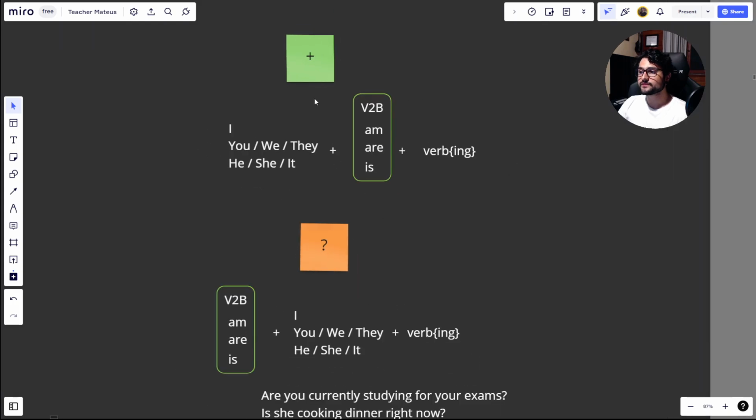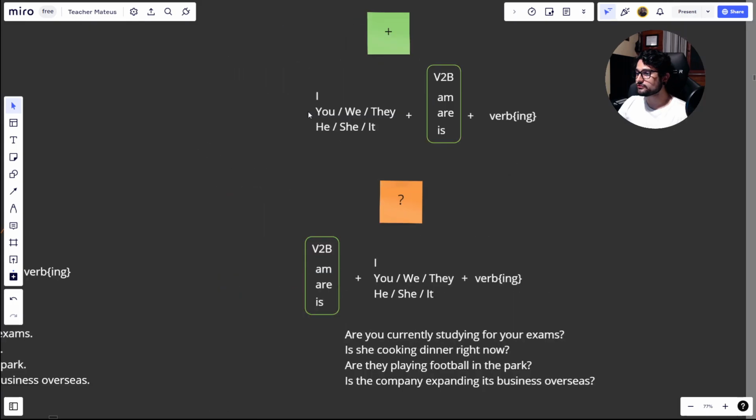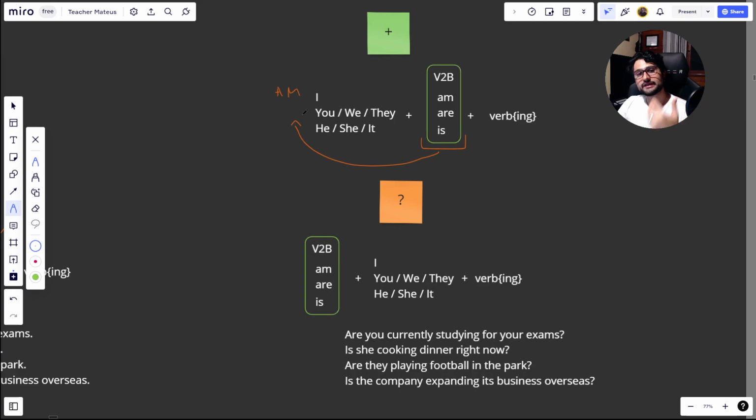This is the, let me frame both. I think I can do it. Yeah. So here in the affirmative, we have I am, you are, he is, she is, so on and so on. But in the interrogative, we take this verb to be, and then we simply invert, and then we say, am I, are you, is he, and this is how we have this combination here.